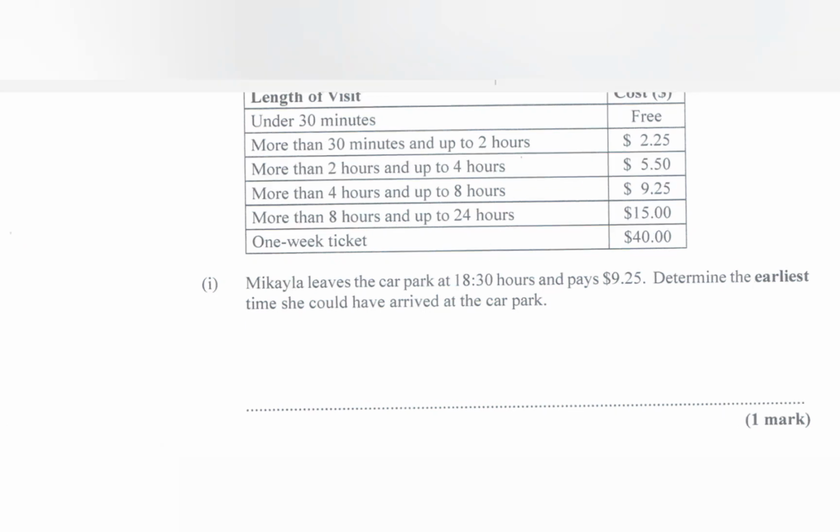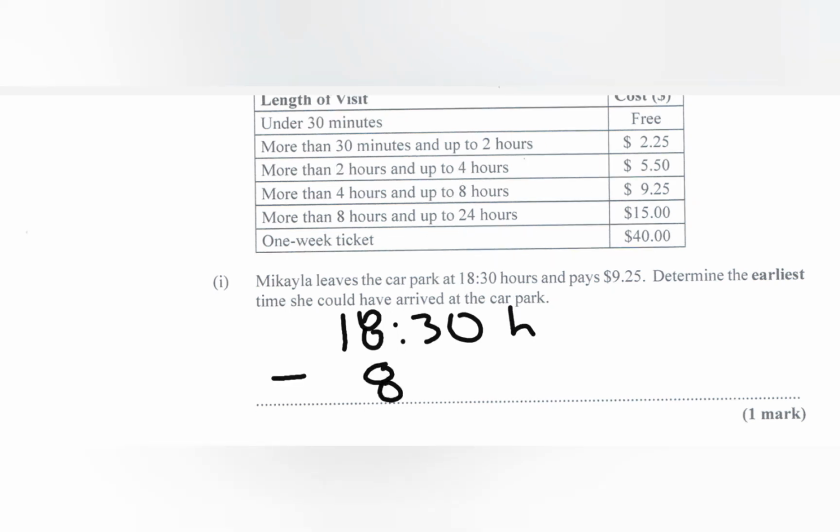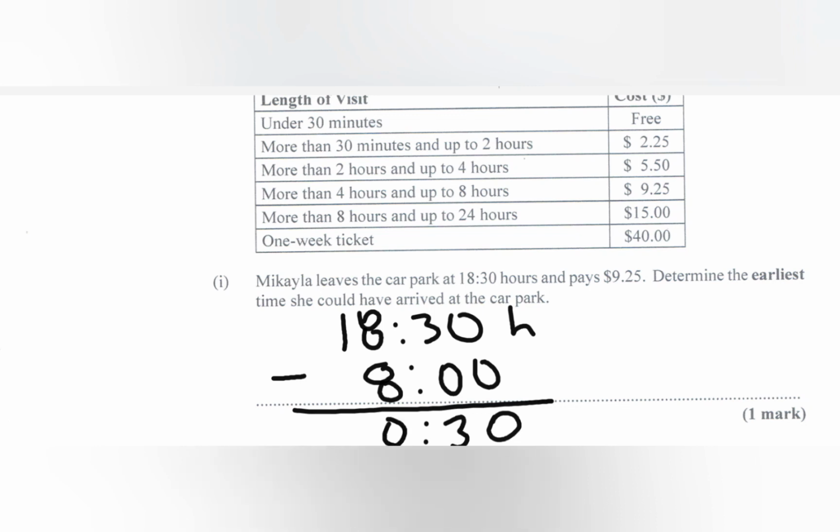So we're going to write 18:30 hours first, and then we're going to subtract 8 hours from this. So we're going to subtract 8 hours from the 18:30. 0 from 0 leaves us with 0. 0 from 3 leaves us with 3. 8 from 8 leaves us with 0. We're going to bring down the 1. So the earliest time she could have arrived at this car park was 10:30 hours.